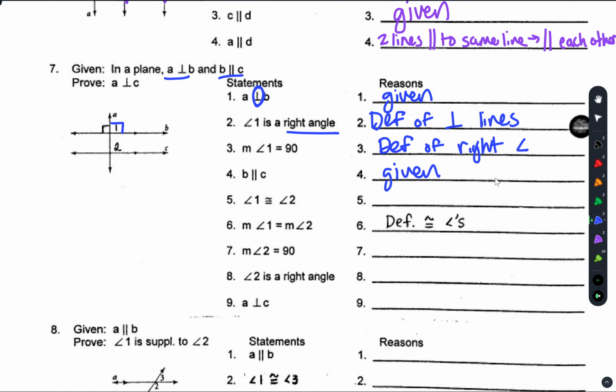So now I know that angle 1 is equal to 90 degrees. I go back to my givens and say that B is parallel to C. How do I know that angles 1 and 2 are congruent? Caitlin? Yes, they are corresponding. I started with the parallel lines in step 4. That implies corresponding angles are congruent. Beautiful. We go from congruent to equal sign. That's one of the ones you don't have to know, definition of congruent angles.